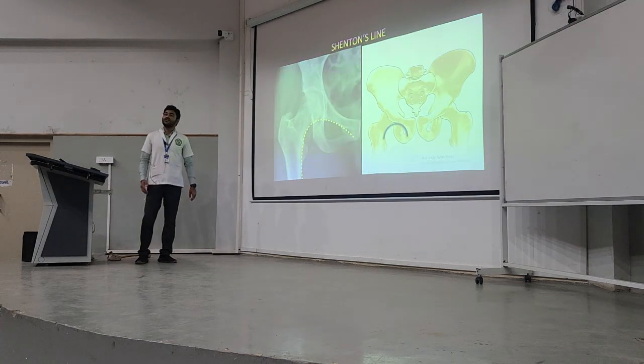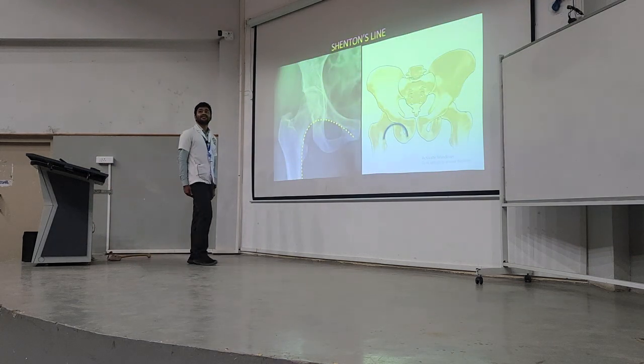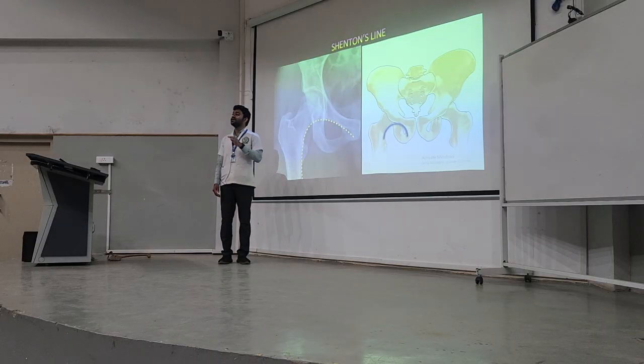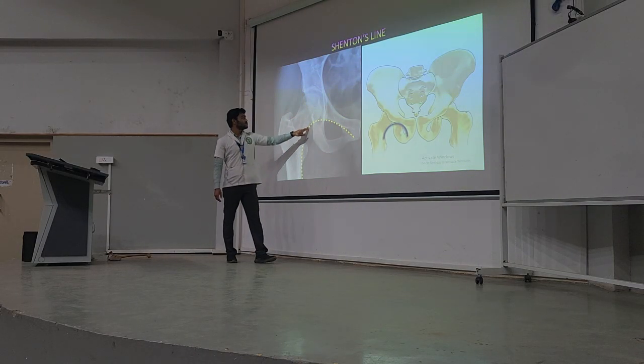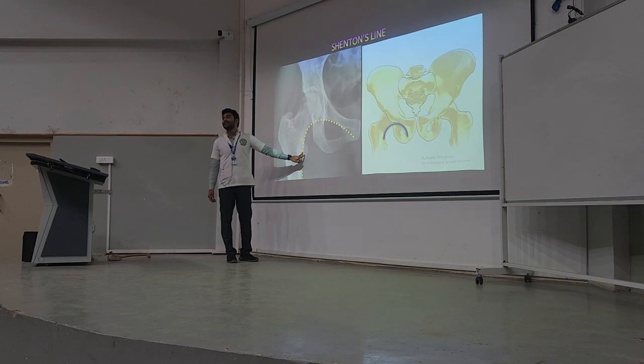Now, as I was saying earlier about Shenton's line, Shenton's line is an imaginary line that passes through the inferior border of the superior ramus, goes through the neck of the femur till the lesser trochanter.